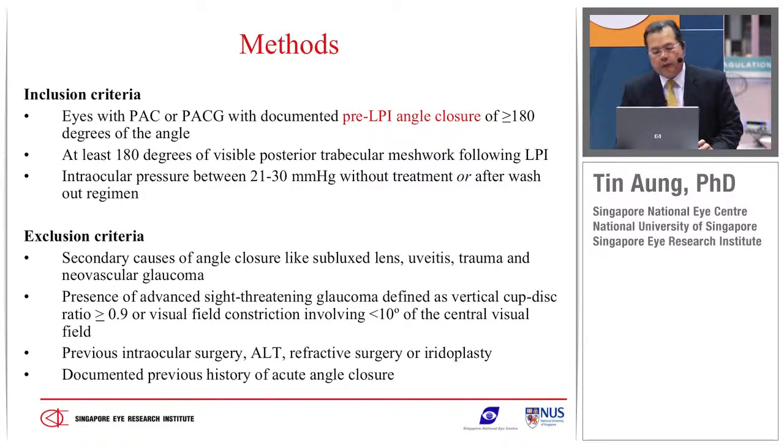We recruited patients who had angle closure of at least 180 degrees before the laser iridotomy, but after the laser iridotomy the angle had opened up and you had at least 180 degrees in which the posterior trabecular meshwork was visible. IOP had to be high, between 21 to 30 millimeters of mercury. We excluded people with secondary angle closure as well as people with advanced glaucoma, such as those with cup-to-disc ratio of more than 0.9 or visual fields involving the central 10 degrees.